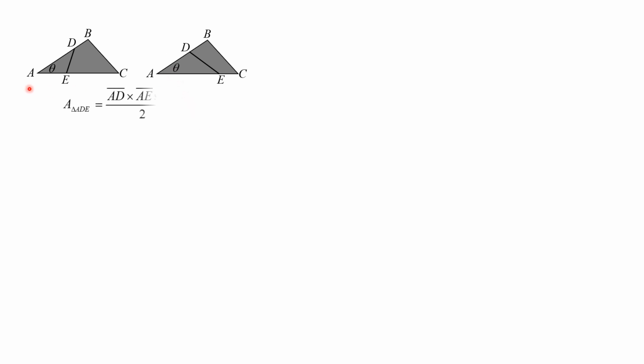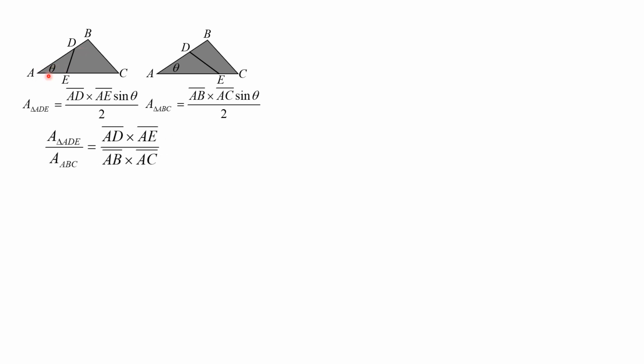So the area of triangle ADE is 1/2 AD times AE times sine of theta, right? And the area of triangle ABC is 1/2 of AB times AC sine of theta. In either case, either of these situations here. So the ratio of the area of triangle ADE to that of ABC would be, we cancel out sine theta over 2 after we obtain the ratio. So it is just the ratio of the product of adjacent sides of that triangle to the product of adjacent sides of the parent triangle ABC, AB times AC.